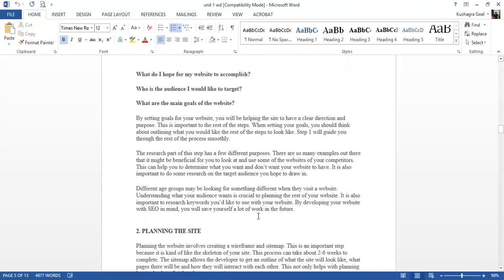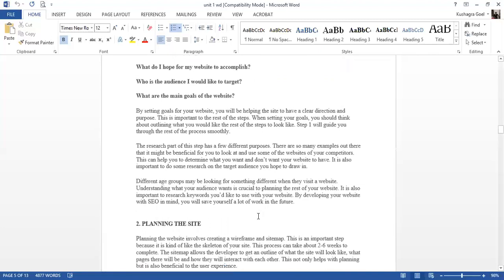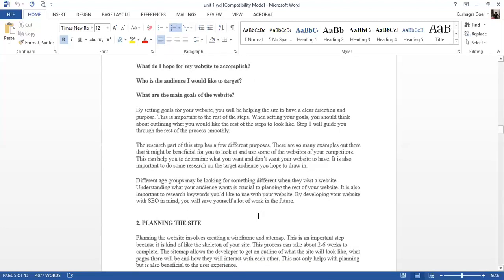The research part of the step has a few different purposes. There are so many examples out there, it might be beneficial for you to look at some of the other websites for your company. This can help you to determine what you want and don't want your website to have.